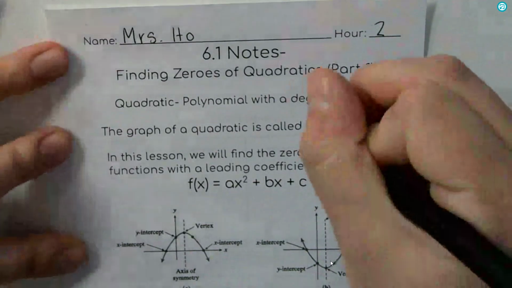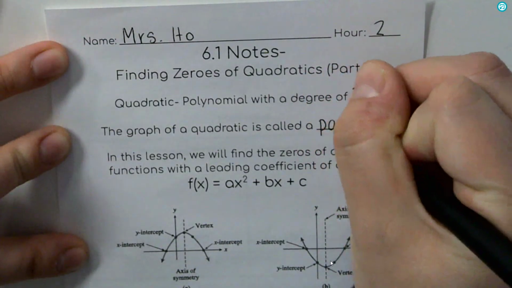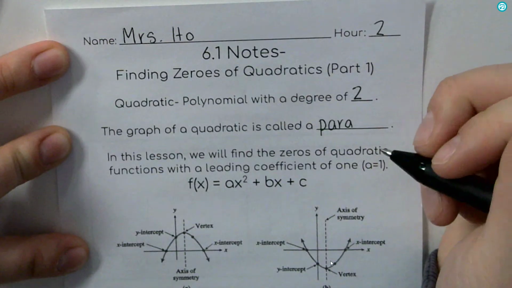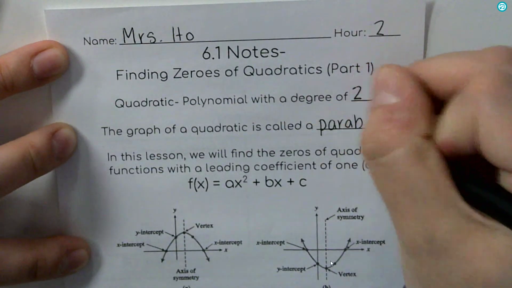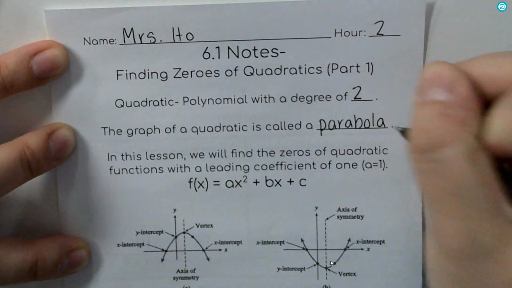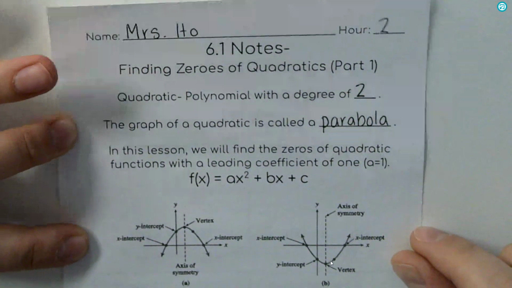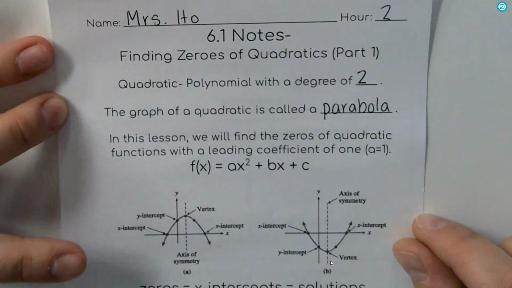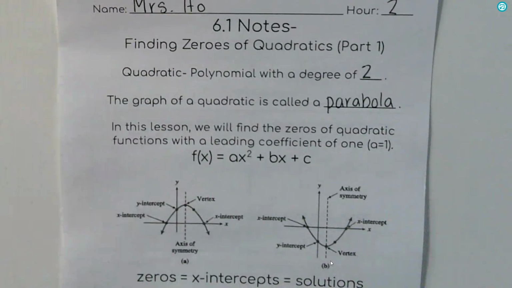That is spelled P-A-R-A-B-O-L-A. So it's spelled parabola, but it's pronounced parabola. So don't say it wrong, because people will think you don't know what you're talking about.